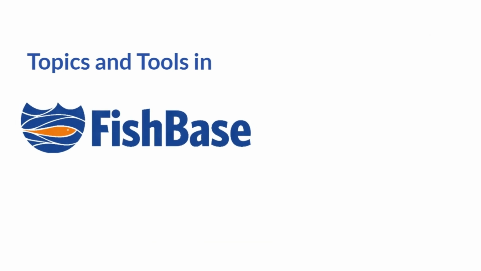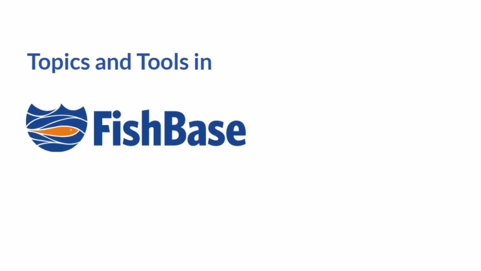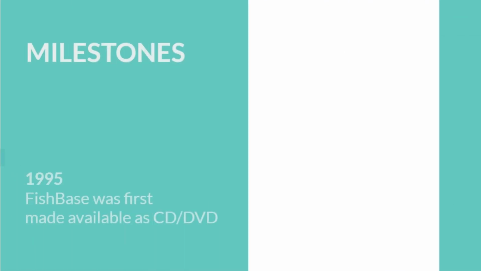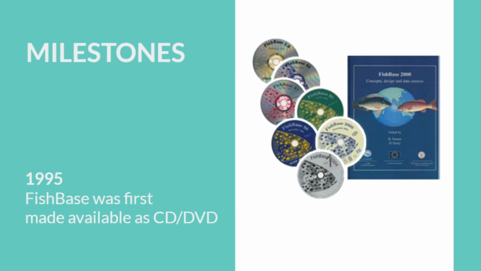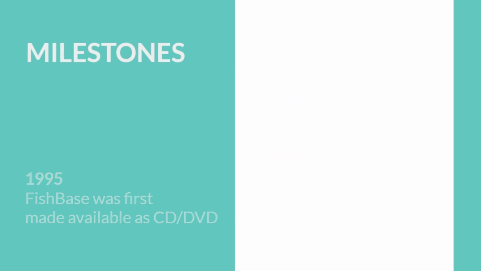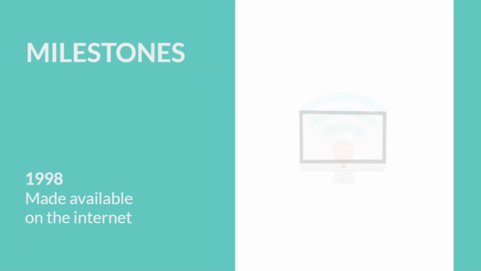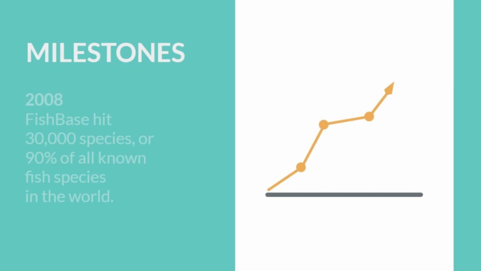Back then, topics and tools in FishBase focused on trophic ecology, distribution, population dynamics, ecology, and taxonomy. But the coverage has expanded over time. FishBase milestones. FishBase was first made available in CD and DVD format in 1995, and was made available on the Internet in 1998. In 2008, FishBase hit 30,000 species, or 90% of all known fish species in the world.